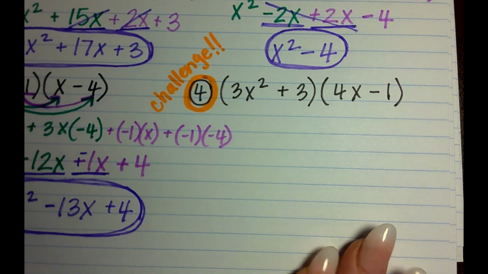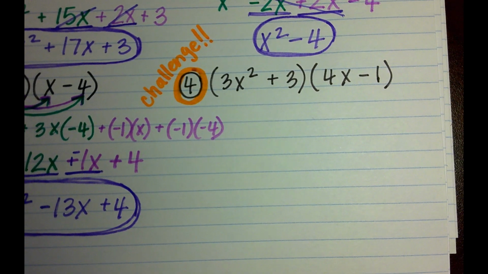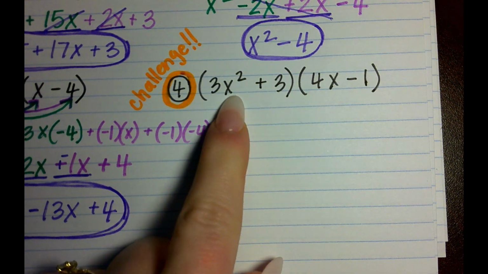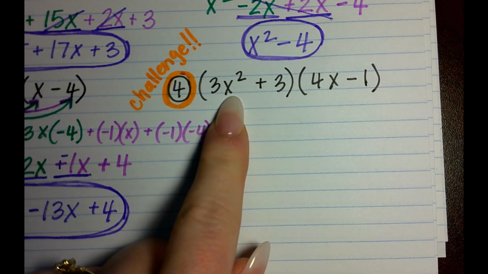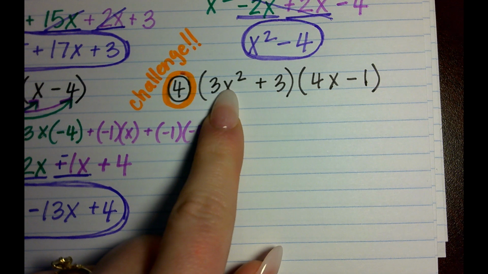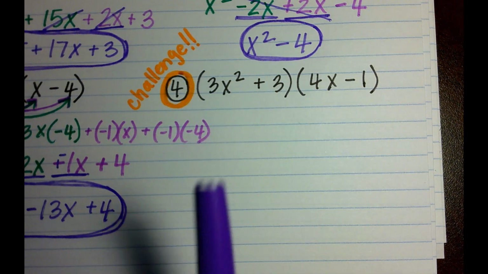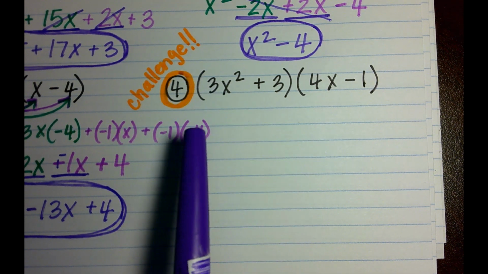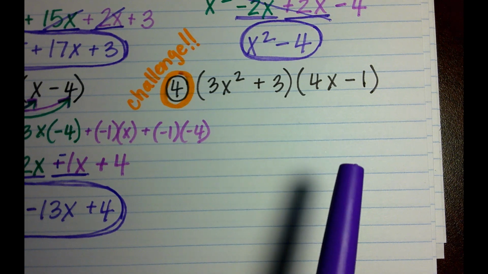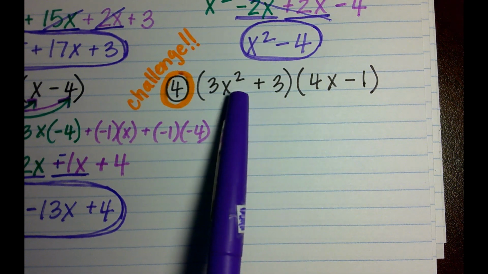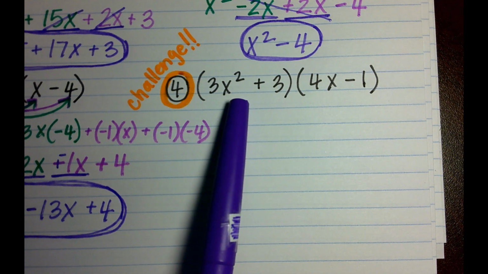Okay, number 4. This is the challenge question because now our first binomial starts with not just 3x, it's 3x squared. So before we go through solving this, can we tell what exponent our first term of our new answer is going to have? What will that number of the exponent be? 3. It'll be to the third power.